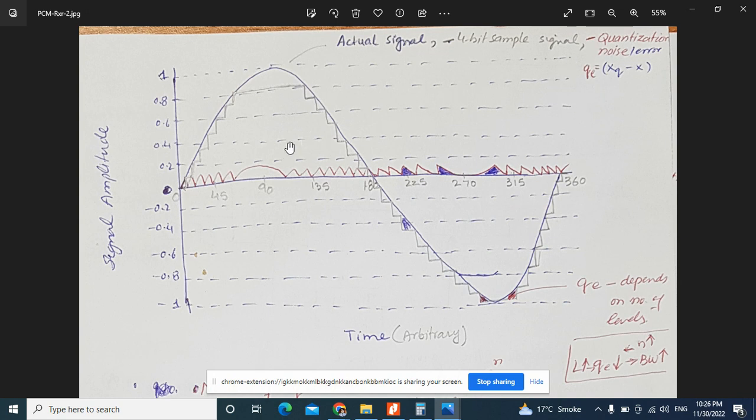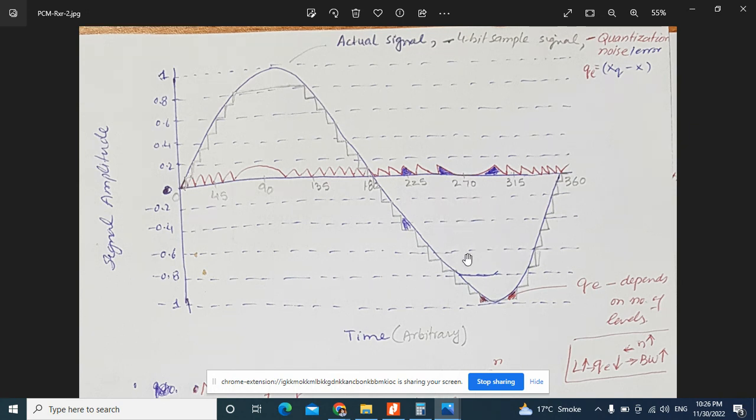And then the red line is basically the quantization noise, or you can say error. That is the difference between the actual line and the quantized line. So this is the quantization noise that you can easily calculate. That is signal amplitude, and on this side you have time, an arbitrary signal. So we know the 0 degree, 45 degree, 90 degree, and up to 360 degree.